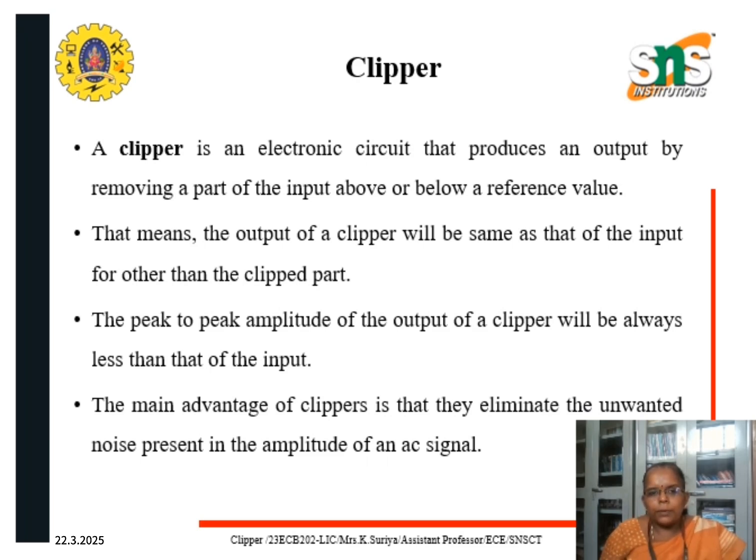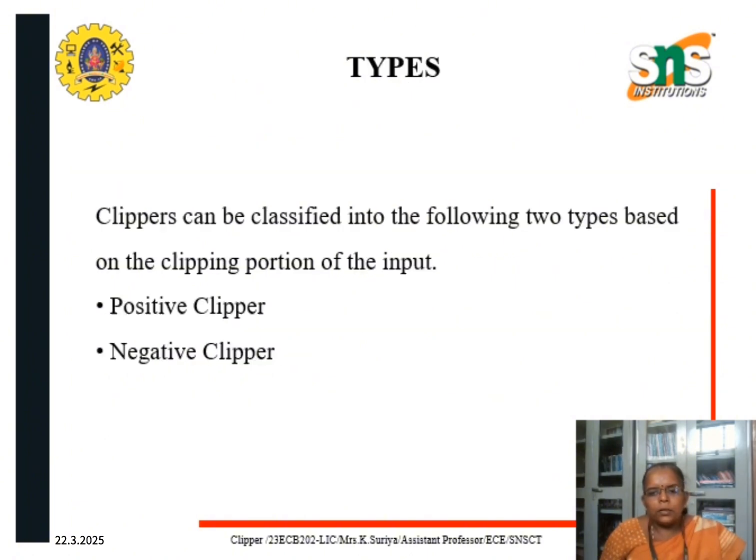Due to this, the peak-to-peak amplitude of the output of a clipper will always be less than that of the input. The main advantage of the clipper is that it will eliminate the unwanted noise present in the amplitude of an AC signal. Clippers are classified into two types based on the clipping portion, which are the positive clipper and the negative clipper.